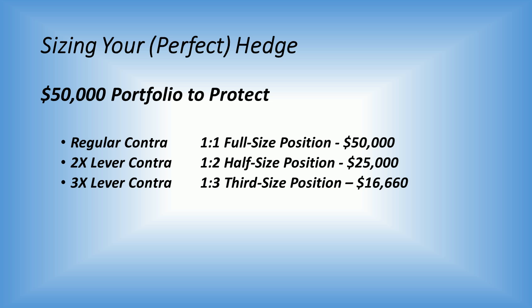If I wanted to hedge my entire $50,000 portfolio with a quote-unquote perfect 1-to-1 regular Contra ETF, I'd theoretically get $1 of gain in the Contra for every $1 of loss in the portfolio. And here the downside of this approach becomes clear. It's capital intensive. Leverage lowers the outlay but does induce more basis risk or slippage.